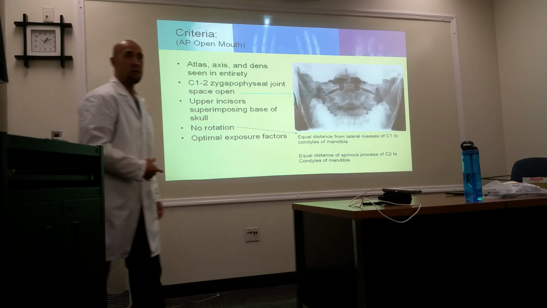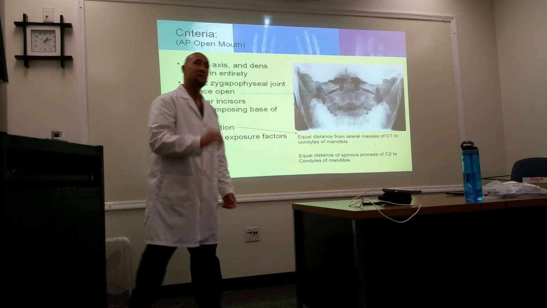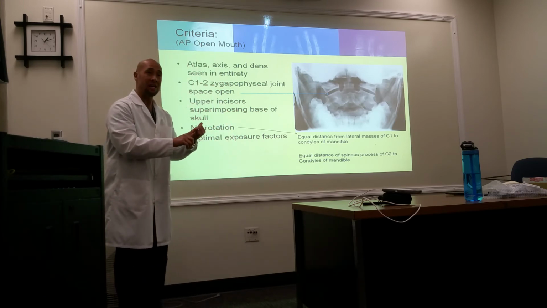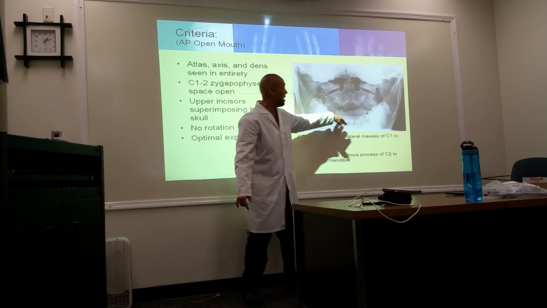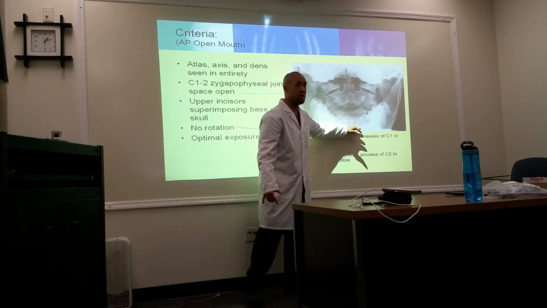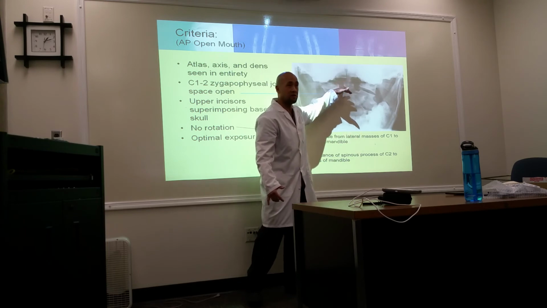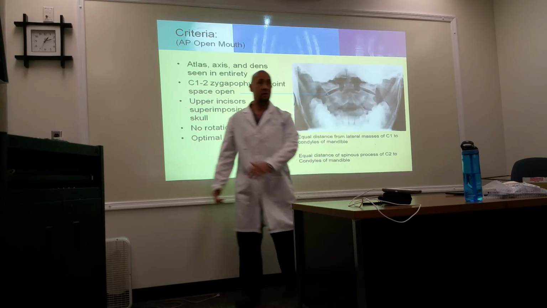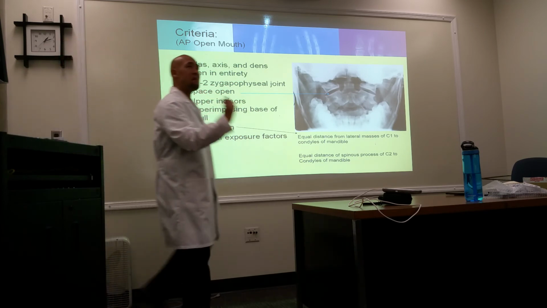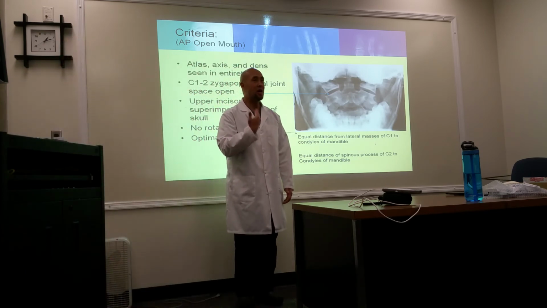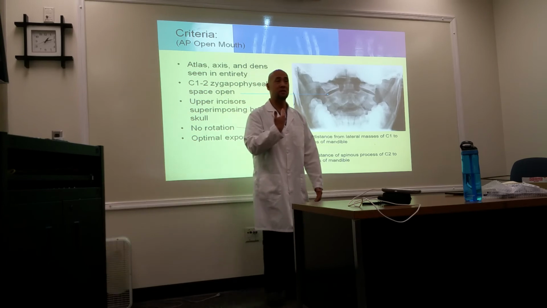Any questions on the open mouth? This is specifically to look at the dens and the joint space between 1 and 2. We can't see 3 all the way down. This is for the upper part of the cervical spine. And we do this because when you're doing an AP C-spine, you're not going to see C1 and C2 because of your jaw.